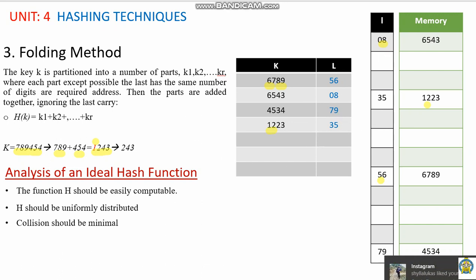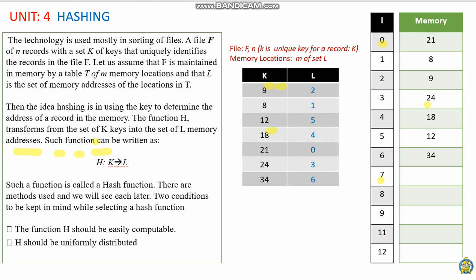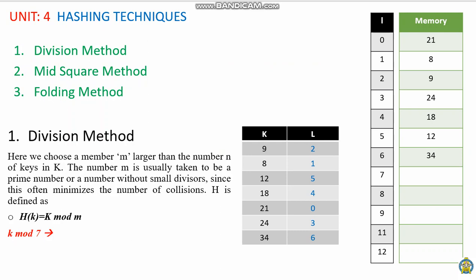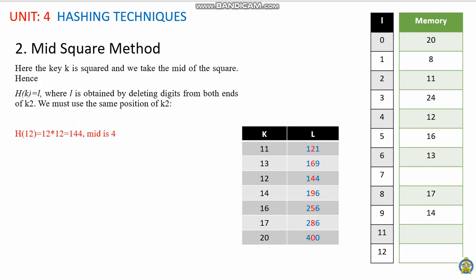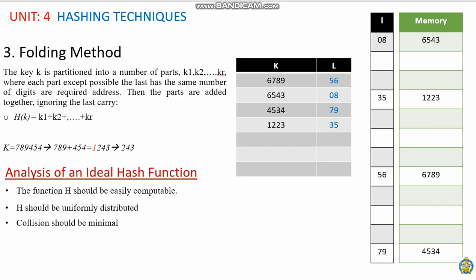So this is symbolic. These are the 3 methods of hashing. Once again, hashing is independent of the number n, as we have seen, because the key is directly transformed into the memory space. We have 3 methods of hashing. One is called the division method: we find the modulus and transform. Next is mid-square: we square the key, find the mid value and position the records. Third is the folding method: we fold the numbers into equal digits, add and ignore the last carry.